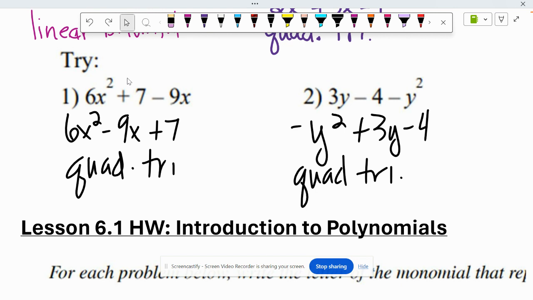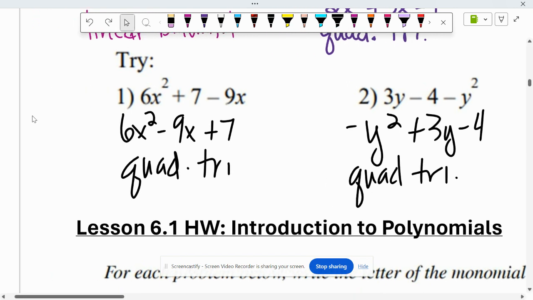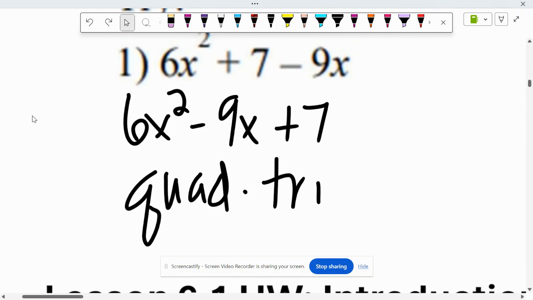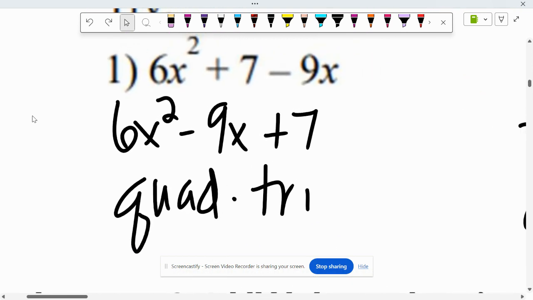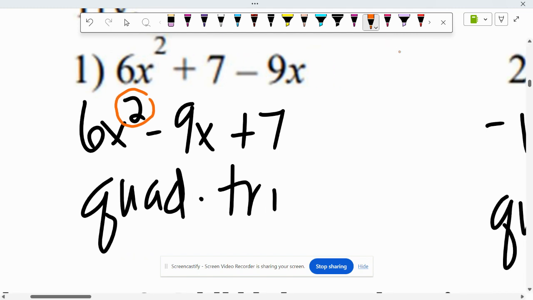6x squared minus 9x plus 7. What'd you name that, Gianna? Yeah, but what's the degree 2 called? It's quadratic. So the first thing that you do, Gianna, is you have to name it by the exponent power. So the power on the exponent is a 2, right? The variable term has a power of 2. And if it's degree 2, that means it's quadratic. So 6x squared minus 9x plus 7.